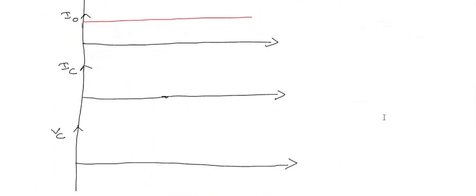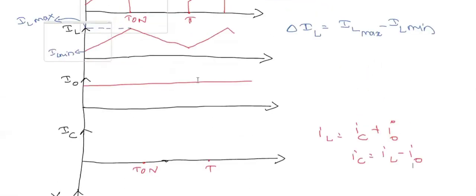Now coming to the capacitor current, how will the capacitor current behave? I will again mark T on here, and I will again mark T here. You know that the inductor current IL will be equal to IC plus I naught. That means IC is equal to IL minus I naught. So you have both IL and I naught.